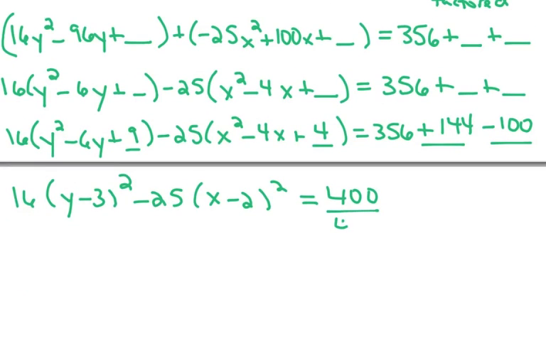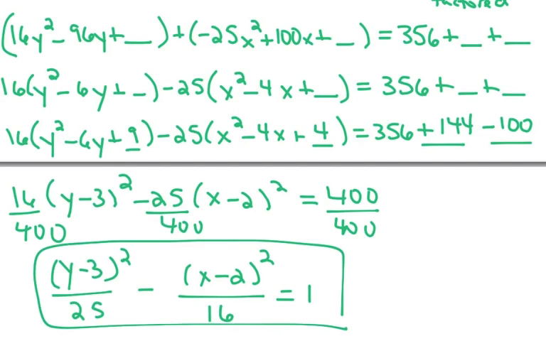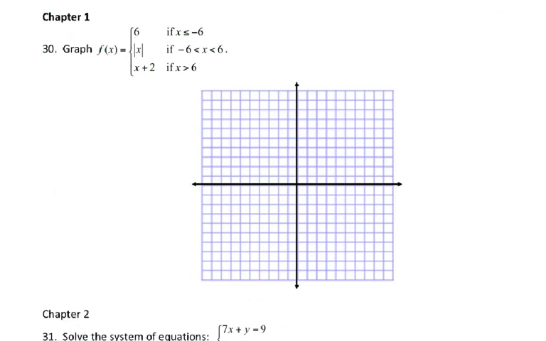And then we're going to divide everything by 400 and reduce those fractions. 16 over 400 reduces to 1 over 25, and 25 over 400 reduces to 1 over 16. And that is the equation of the hyperbola.